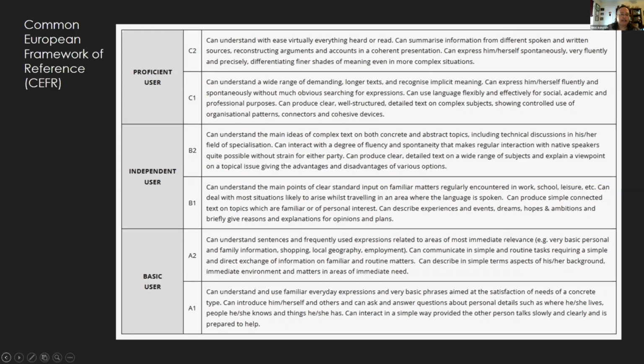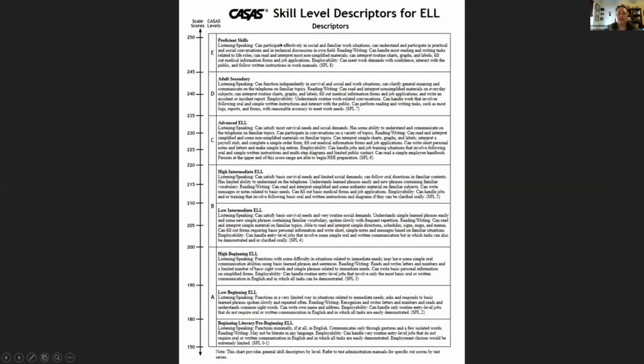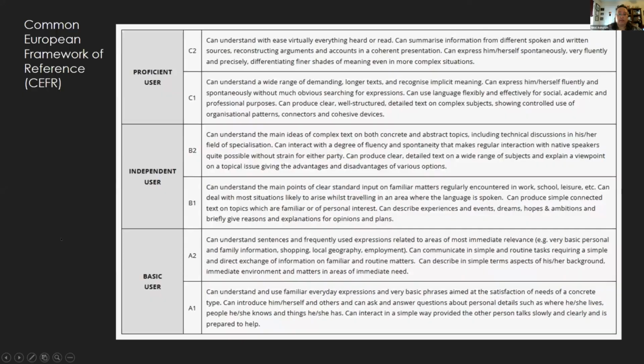And I'm going to go back to the CASAS. You can compare it to what the CASAS says. It just says participate effectively in social and familiar work situations, understand and participate in practical and social conversations, technical discussions in their own field. So the highest level on CASAS is not quite as high as the highest level on the CEFR.